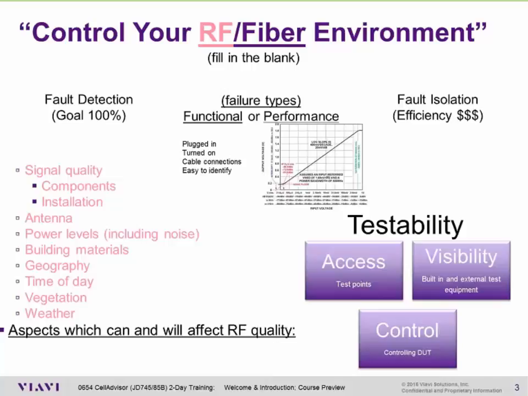Ultimately, the highest cost is basically in terms of fault isolation. This is where efficiency, having test points, can oftentimes greatly increase your yield. As far as elements of testability, it doesn't matter if it's RF, fiber, audio, power, or otherwise. There are always three components when it comes to testability. First is access. These are test points. This is actually part of control your environment.